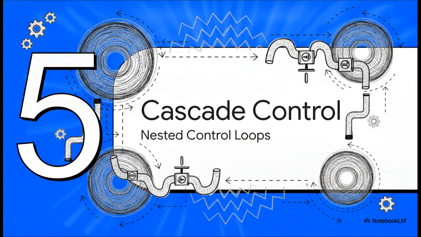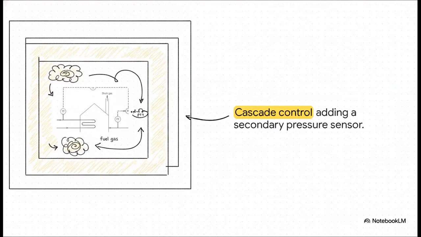Part 5. Nested loops, also known as cascade control. Okay, so when simple feedback just isn't fast enough and feed-forward isn't possible, maybe because you just can't measure the disturbance, we arrive at a much more complex strategy. Now, what's really interesting about this slide is if we look closely at this furnace schematic from our sources, we can clearly see the nested nature of this strategy.